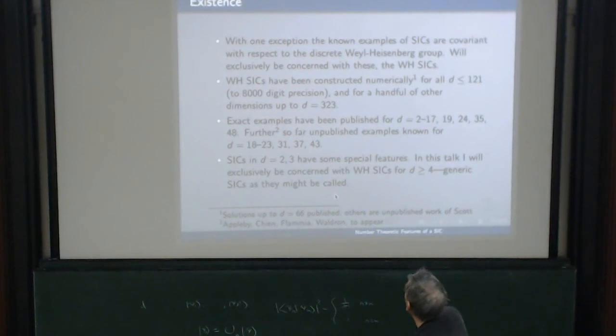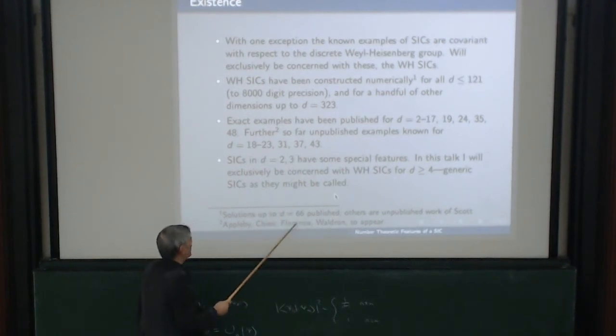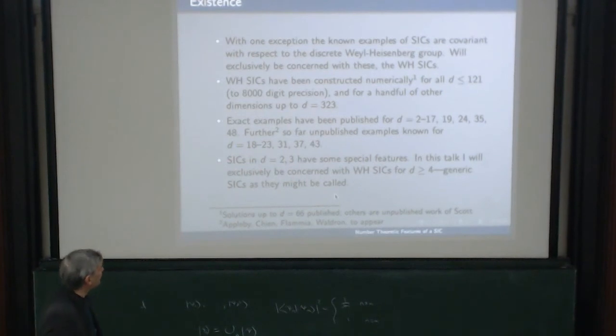So SICs of this kind have been constructed numerically for all dimensions up to 121, and for a handful of other dimensions beyond that. Exact examples have been published in these dimensions, and there are further examples of exact solutions which haven't been published yet. We'll be publishing some of them. Finally, the SICs in the low dimensions have some special properties, which I'm just going to ignore in this talk. After dimension four onwards, the behavior becomes generic, and I just assume I'm talking about d bigger than three.